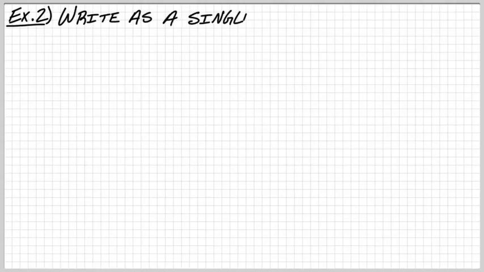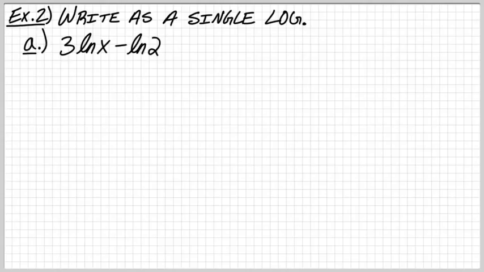Okay, and now I want to go the other way. So I want to give you a couple cases where you can just go backwards and write it as a single log. So part A is 3 ln of x minus the ln of 2. So that's natural log. Those are just logarithms.